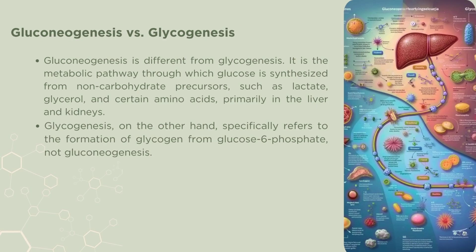Gluconeogenesis versus glycogenesis. Gluconeogenesis is different from glycogenesis. It is the metabolic pathway through which glucose is synthesized from non-carbohydrate precursors such as lactate, glycerol, and certain amino acids, primarily in the liver and kidneys. This process is crucial during fasting or starvation to maintain blood glucose levels. Glycogenesis, on the other hand, specifically refers to the formation of glycogen from glucose 6-phosphate, and not gluconeogenesis.